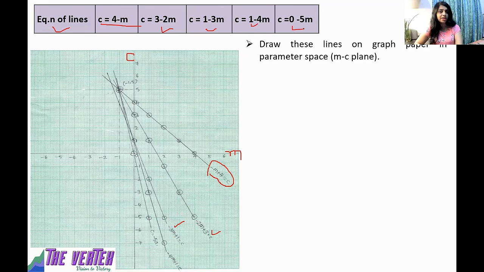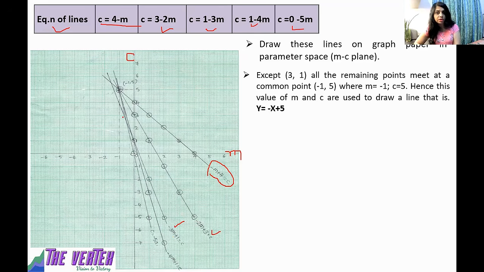Now after this, what do you have to do? You have to observe where the maximum lines are intersecting each other. So when you observe, except 3 minus 1, meaning this particular line, all remaining lines meet at a common point, minus 1, 5. You can see all lines are meeting at this point.